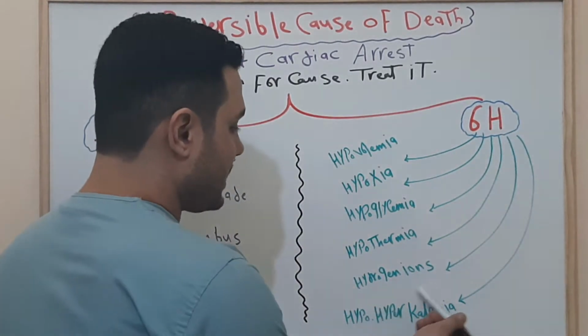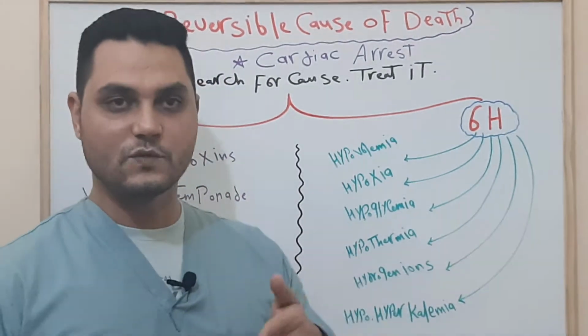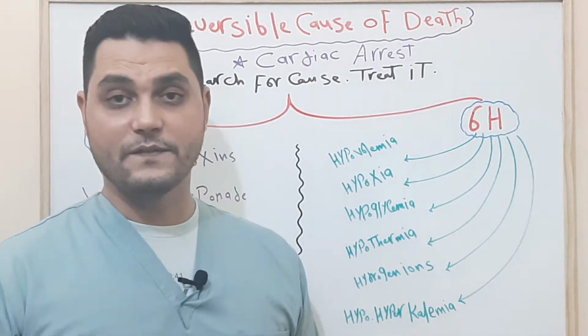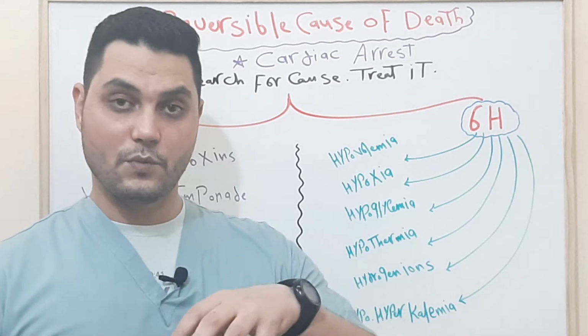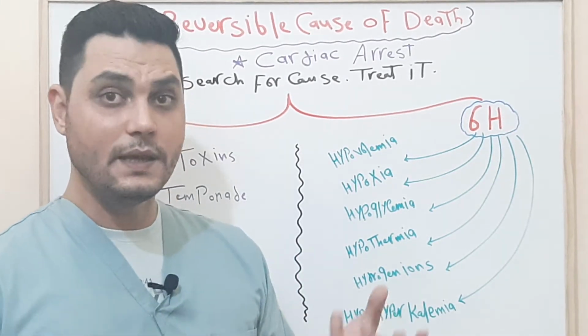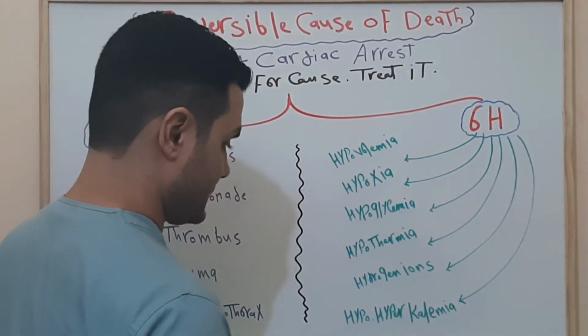Okay, hydrogen ions. The patient has acidosis, metabolic acidosis or respiratory acidosis. If metabolic acidosis, we will give the patient bicarb or treat this one. If respiratory acidosis, the CO2 is high, so we will put him on a mechanical ventilator or give him oxygen, so this acidosis will be treated. So hydrogen ions is a cause of cardiac arrest.